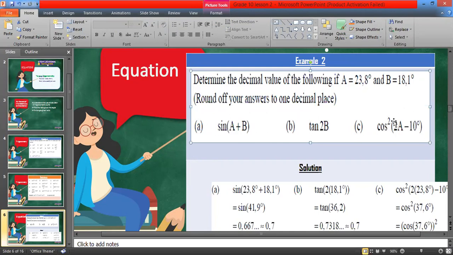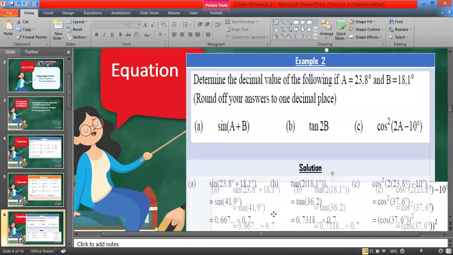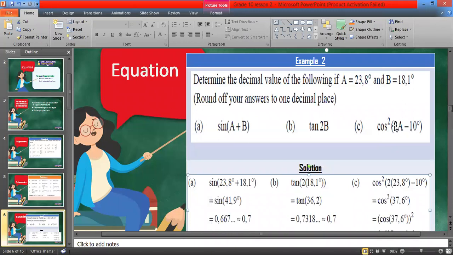So what does it imply? For example, it's just like saying 3 squared. So 3 squared, for example, is 9, meaning 3 times 3. Okay. So in this case, cos squared of 2A minus 10 implies that you must do cos of 2A minus 10 multiplied by cos of 2A minus 10.